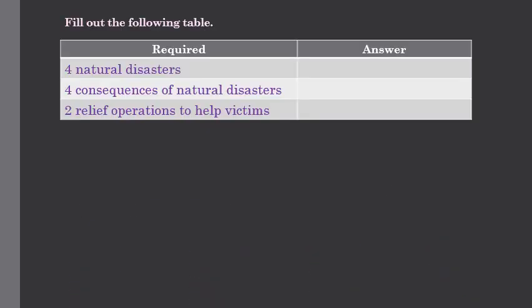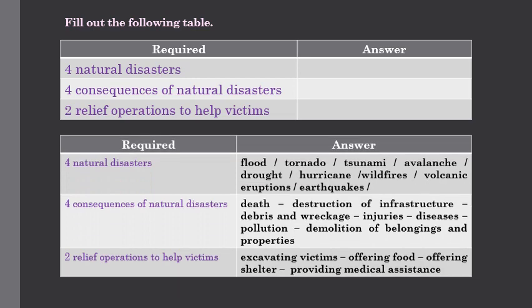Fill out the following table. Definitely when we're filling out a table, we mind using phrases, not sentences. So you're asked to name 4 natural disasters, to write 4 consequences of natural disasters, and 2 relief operations to help victims. You may choose whatever you want. After you finish, please check your answers.